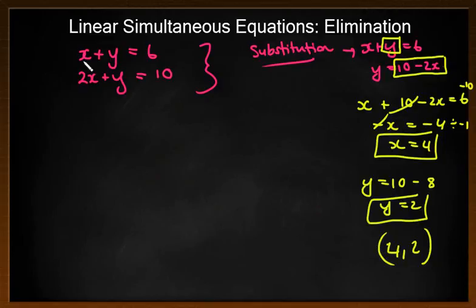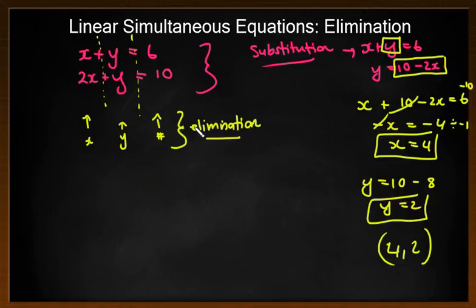However, when it's set up like this, what you might notice is, if I put these in columns, the x's are underneath each other, the y's are underneath each other, and the numbers are underneath each other. And that is a setup that we would prefer to use elimination for. Of course, if you really have your heart set on substitution, you can do it, but there'll be times, and you'll see, where substitution just really probably isn't the way to go.